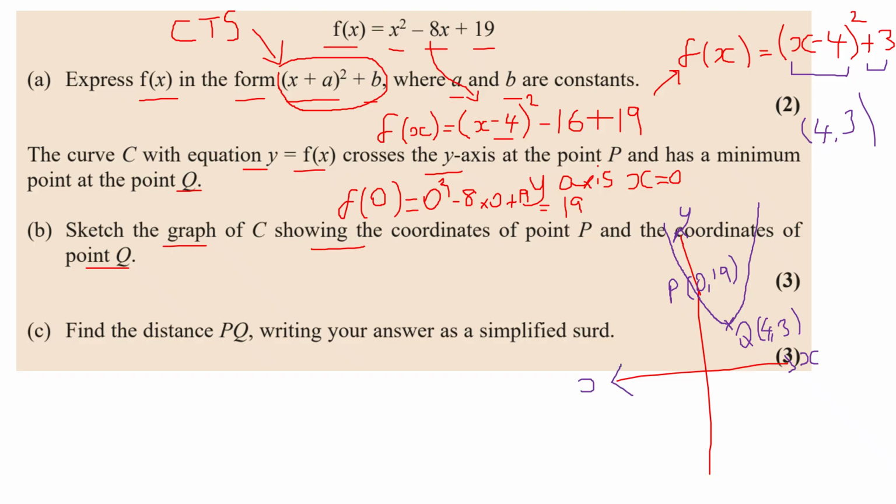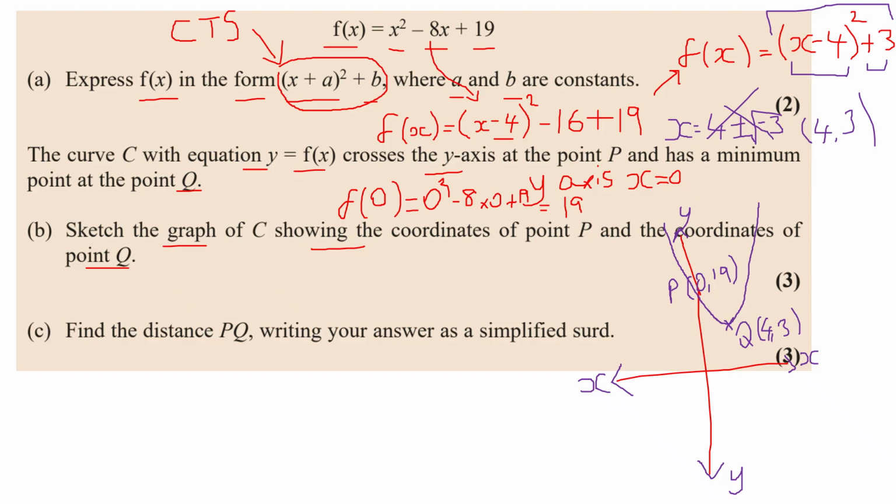Now this one, if you solve it, actually has no real roots, so it never crosses or intercepts the x-axis. Because if you set this equal to 0 and solve it, you get x equals 4 plus or minus the square root of minus 3, which of course we can't do in the real plane, so it doesn't exist. Hence why there are no x-intercepts, just to be clear.